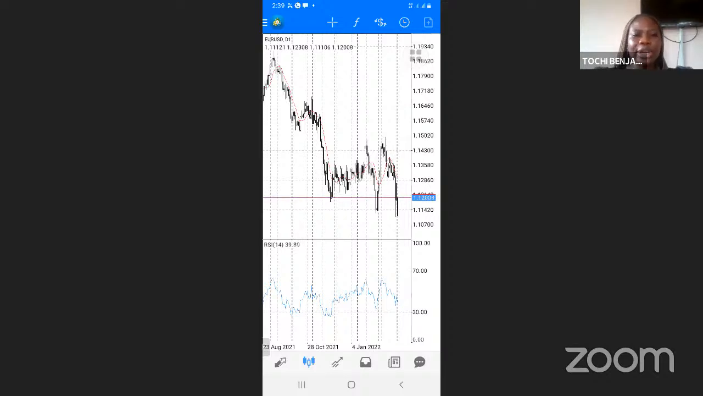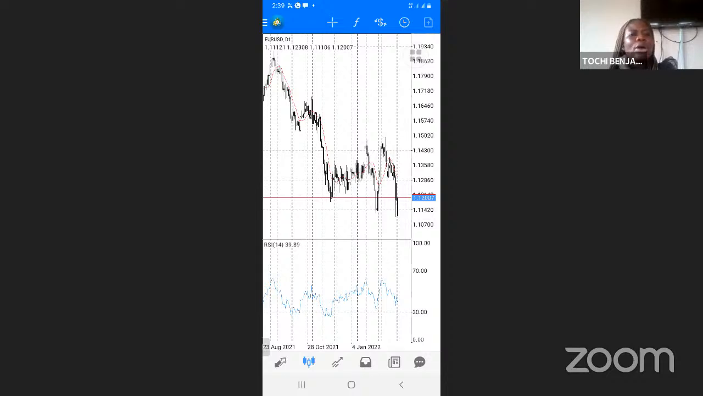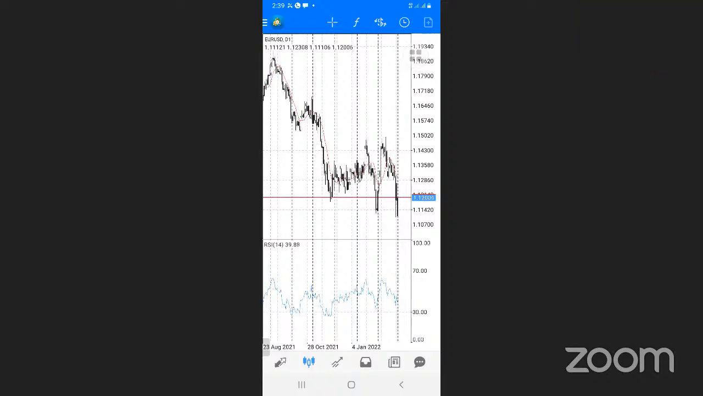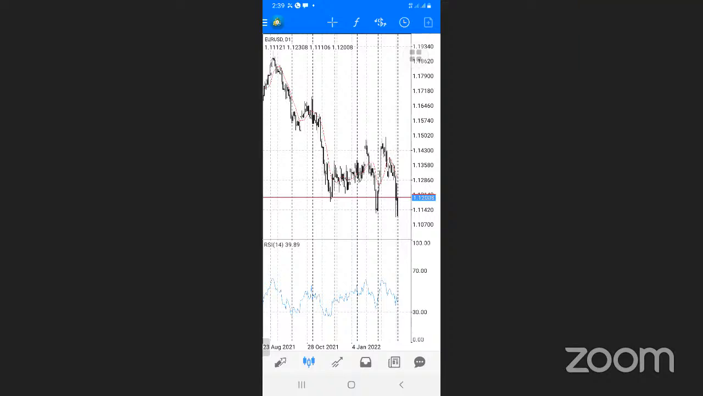Now, if you want to use a trend line on this chart, all you need to do is come to where you have, tap on the screen again. Tap on the screen of your chart.